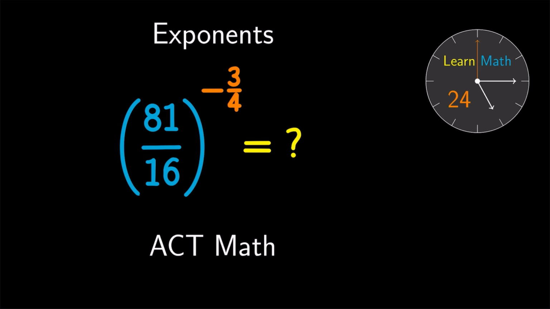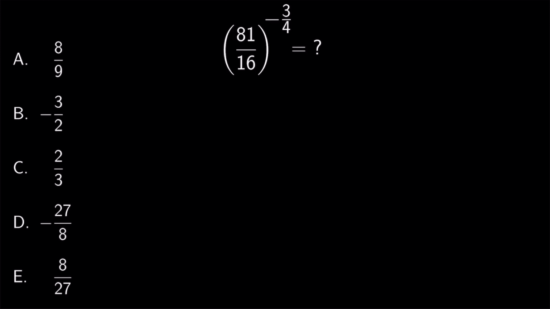In this video I'm going to solve a sample problem from the ACT math test that involves exponents. I recommend pausing this video and solving the problem on your own, then comparing your solution with mine. Alright, let's solve this problem. Calculate (81/16) to the power of minus 3/4.